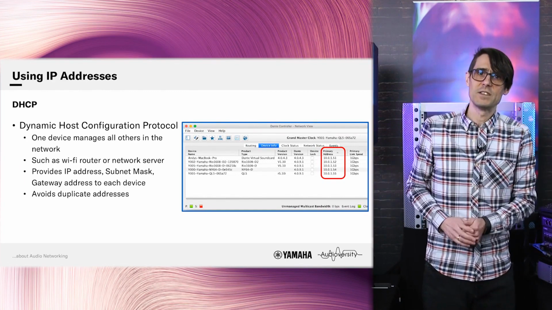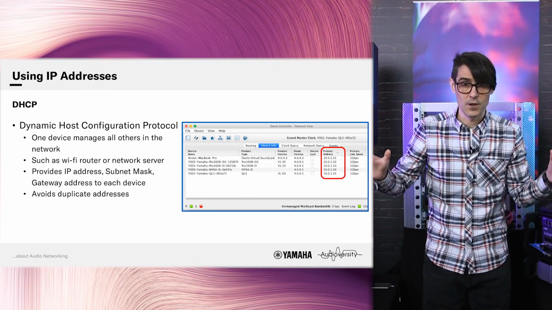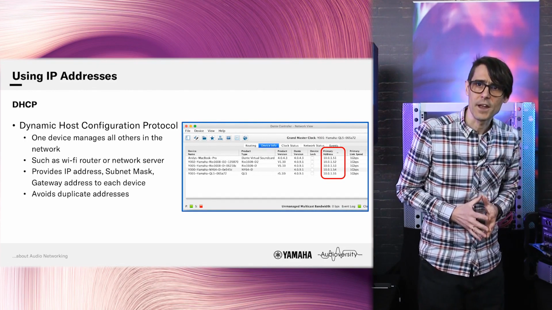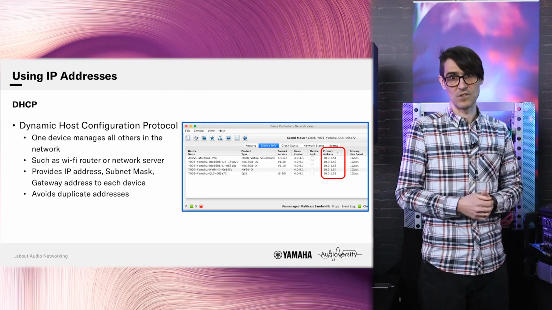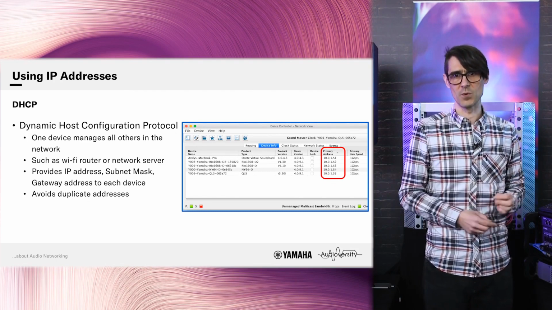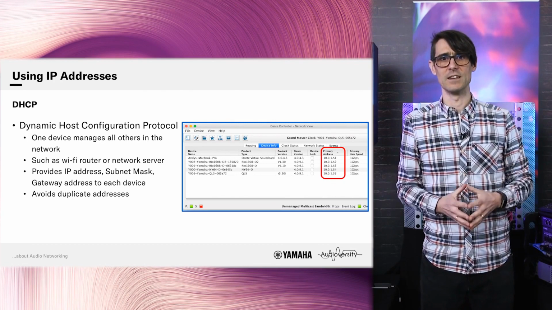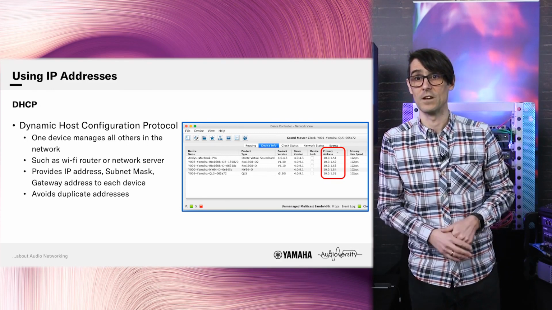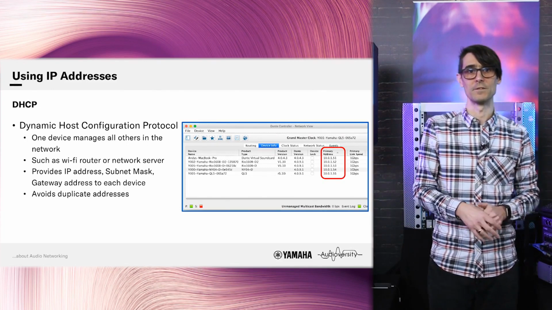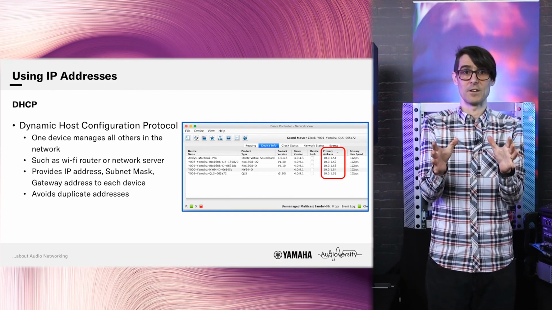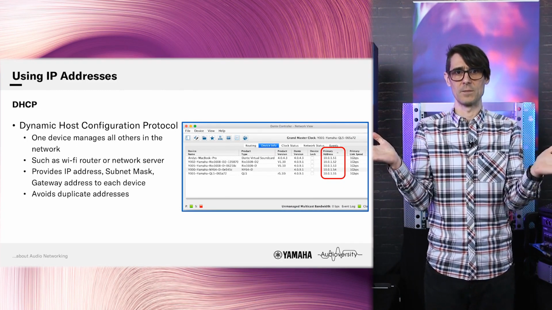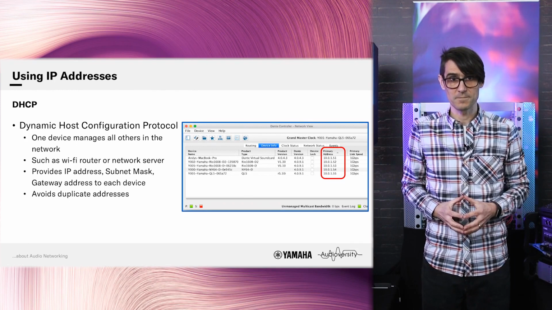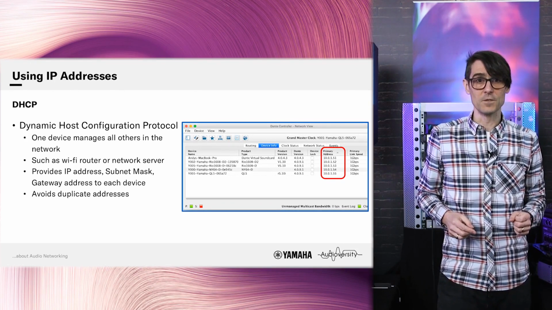But a DHCP server is useful. All your office and home networks will have one, probably built into the Wi-Fi router. And it's where every device is given an IP address, and it ensures every address is different. So in this example we see on the screen here, every device is given a network address 10.0.1 and a host address of a different last number. Here we see they start at 51 up to 55. So a DHCP server provides IP addresses and subnet masks and gateway addresses to every device in the network, and it avoids duplicates. So it can be very useful.